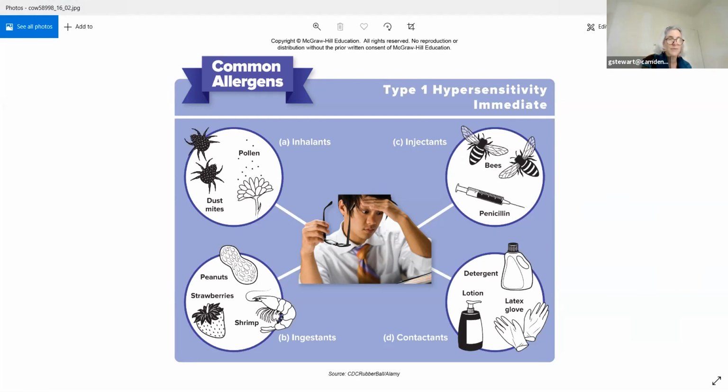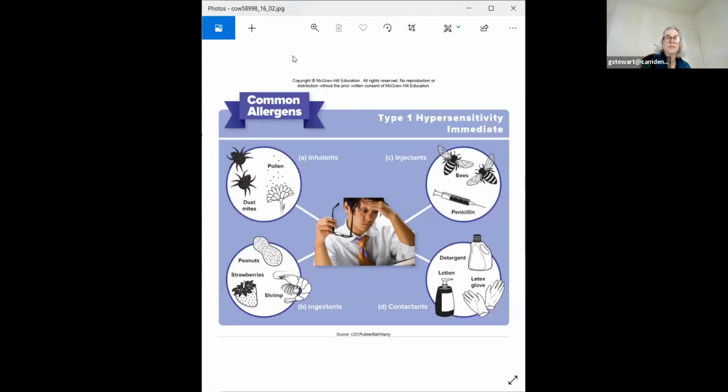So I would like you guys to focus on this table, table 16.1. It lists all of the types of hypersensitivity by Roman numeral, as well as what we commonly call them. And usually people refer to them like type 1 immediate hypersensitivity, type 4 delayed or cell-mediated hypersensitivity.